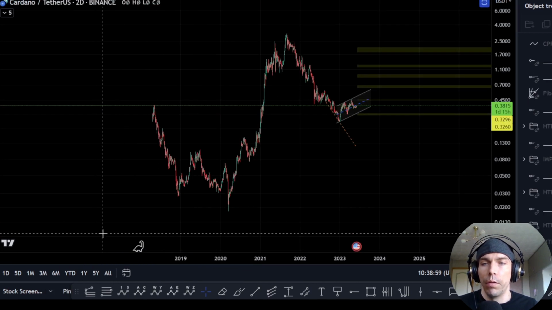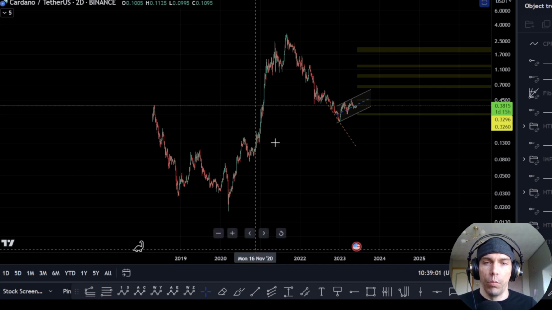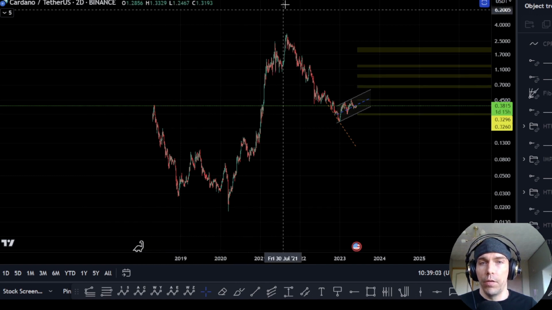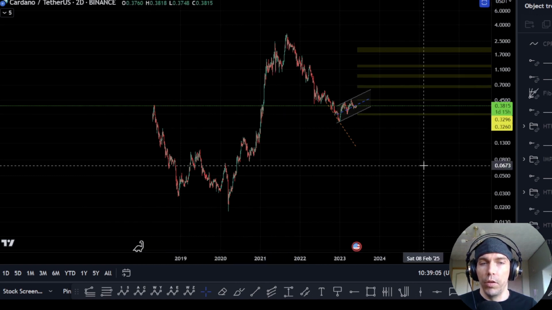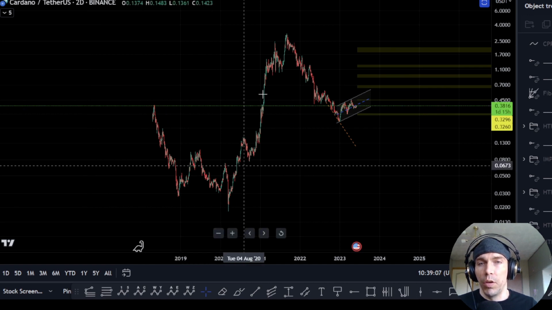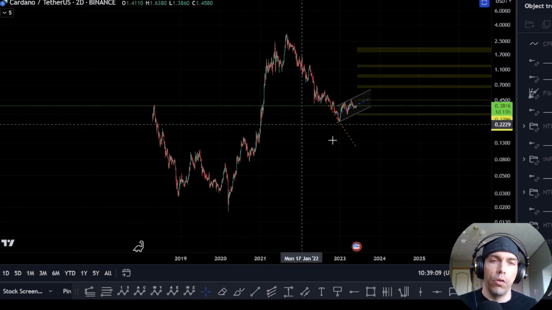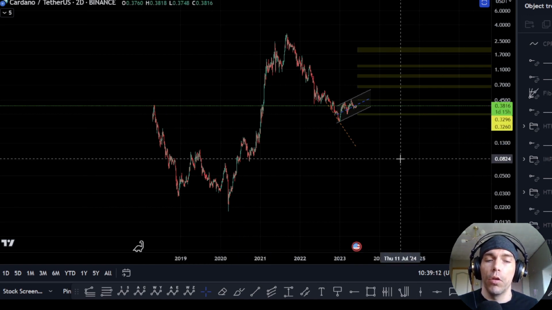But now what we are looking for here effectively is whether this is an A, B, C to the upside, in which case we're looking for a deeper correction, or this could even be 1, 2, 1, 2. Now, there's a couple of issues within these two different counts, so we're going to go over them.